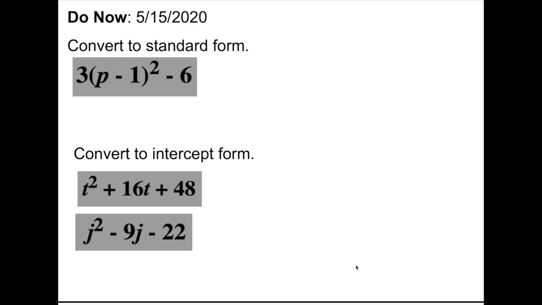So remember, in the end, we want this first one to look something like these two. This is standard form. And then in the last one, for when we convert to intercept form, it should look something like this. This is the intercept form. Alright guys, so again, please pause the video, convert the first to standard form, these two to intercept form, then when you're ready, unpause, and you can see what I got.